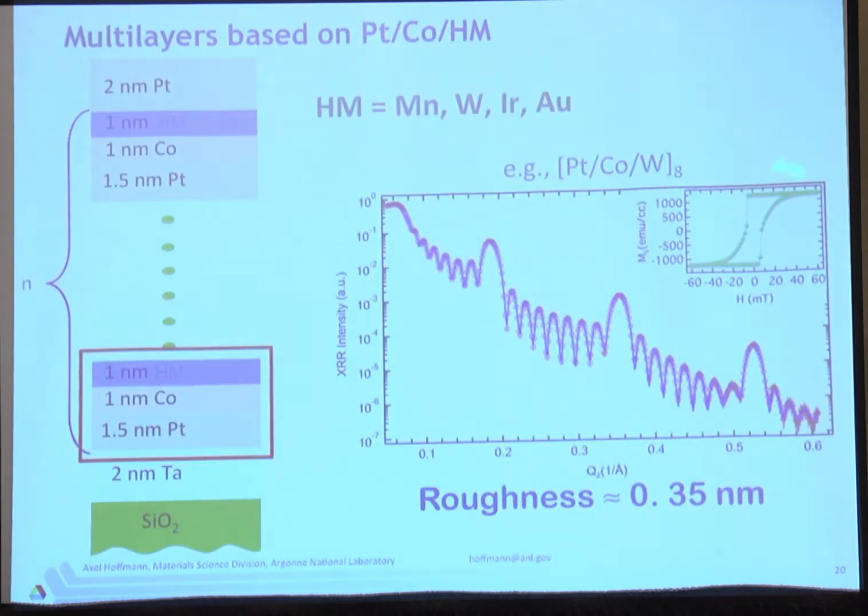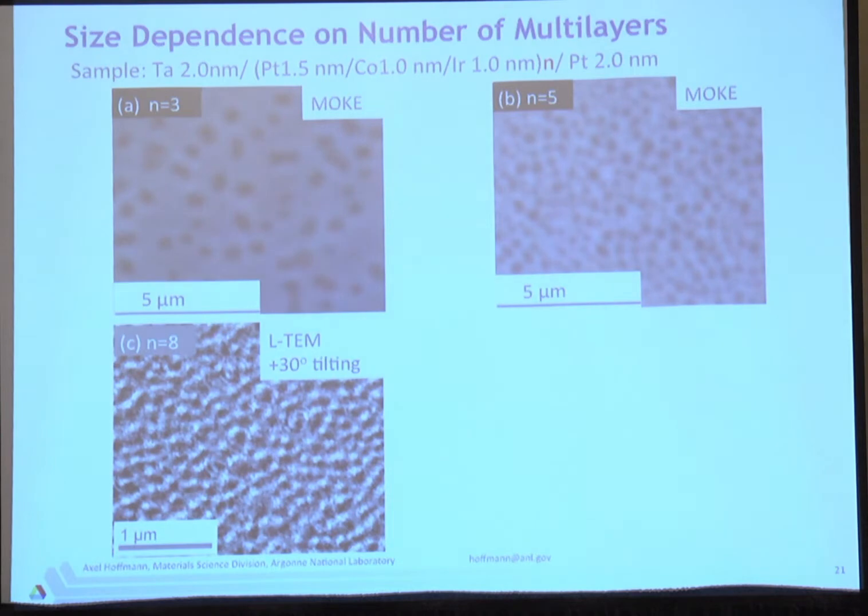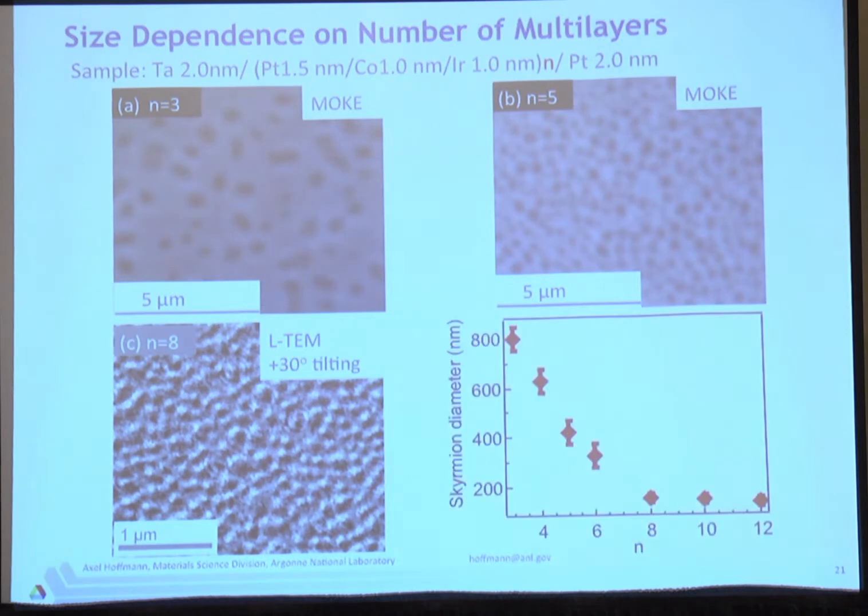And you have perpendicular anisotropy and so on. So one thing that we can do then, for example, here is various multilayers with iridium, where we change the number of repetitions. At low repetitions, the skyrmions are large enough that we can still see them remotely. At higher repetitions, they become smaller, so that we look at them with long TI. And we see that the size goes down continuously, and kind of saturates at some point.